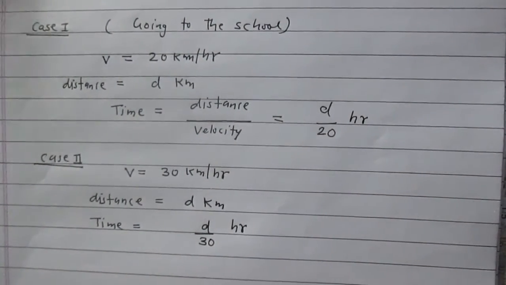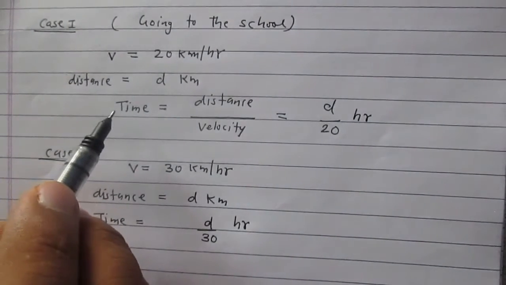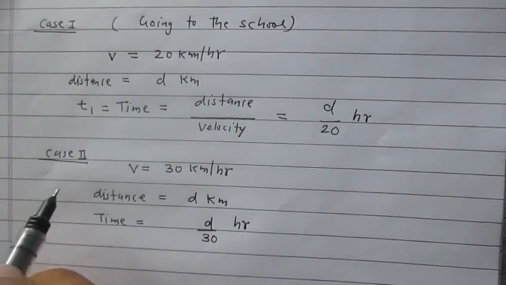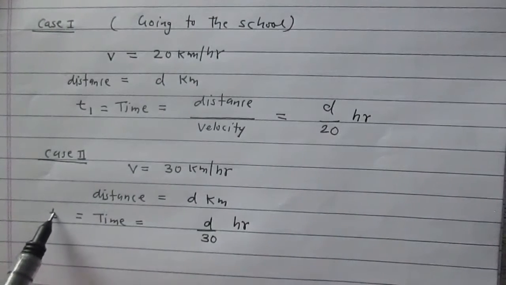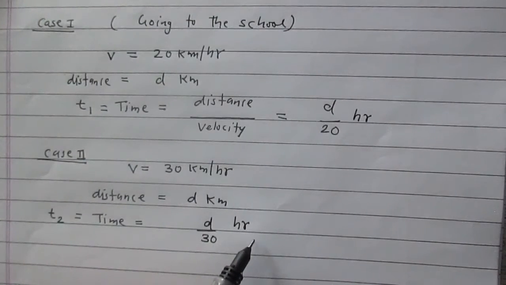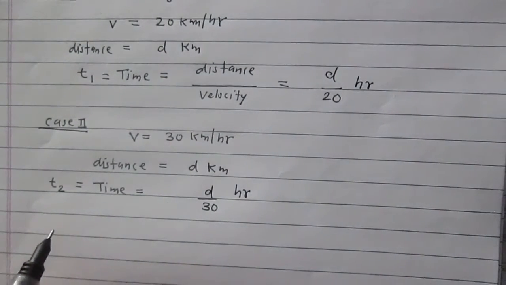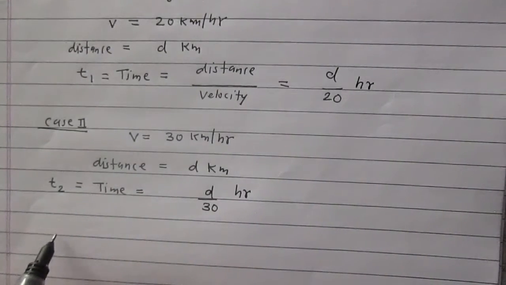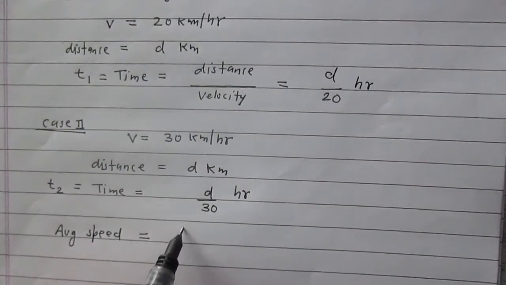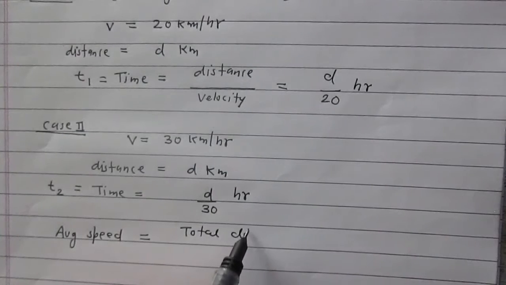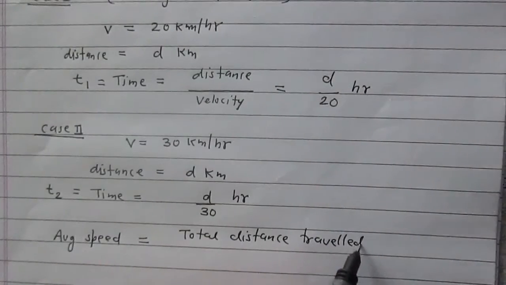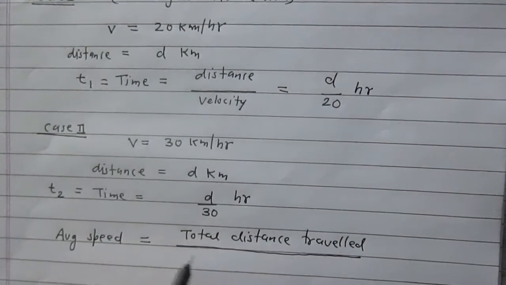So in case 1, the time taken by Abdul was D upon 20 hours. Let us consider this time as t1. Similarly, the time taken by Abdul in case 2 while returning from the school is t2, that is D upon 30 hours. So see, now we are to find the average speed. Average speed is actually the total distance traveled upon total time taken.